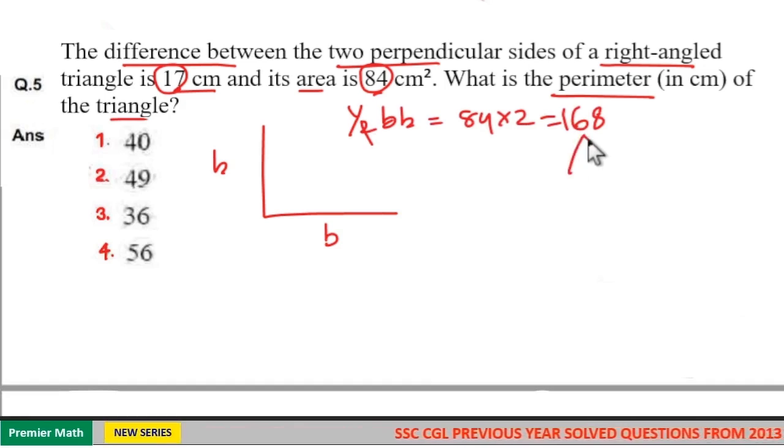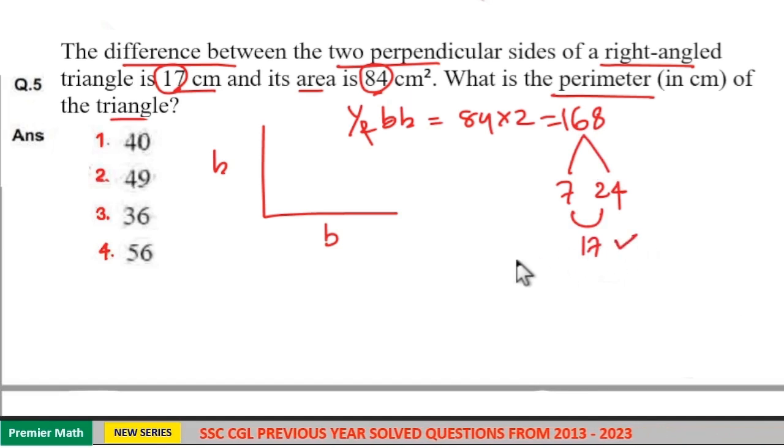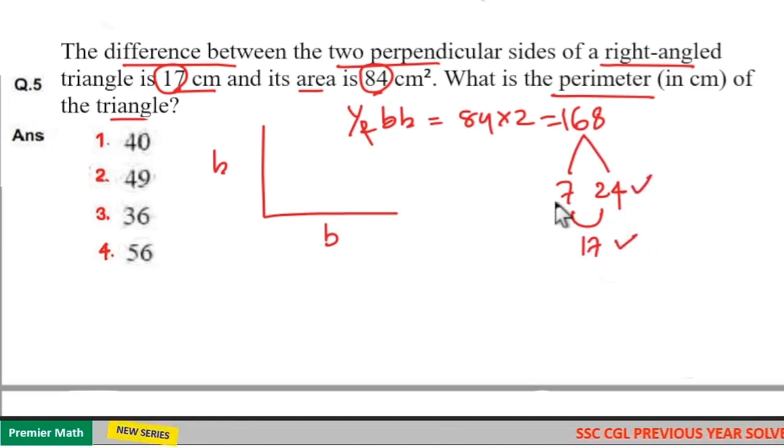Now try to use prime factorization. Here 2 and 84, the difference is not 17. Even if you use 3 into 56 is 168, the difference is not 17. So try to use 7. 5 is not possible. So 7 into 2 is 14, remaining 28. 7 into 4 is 28. Now you can see the difference is 17. So this is correct. That is, 24 and 7 are B and H. Take B as 7 and H as 24.